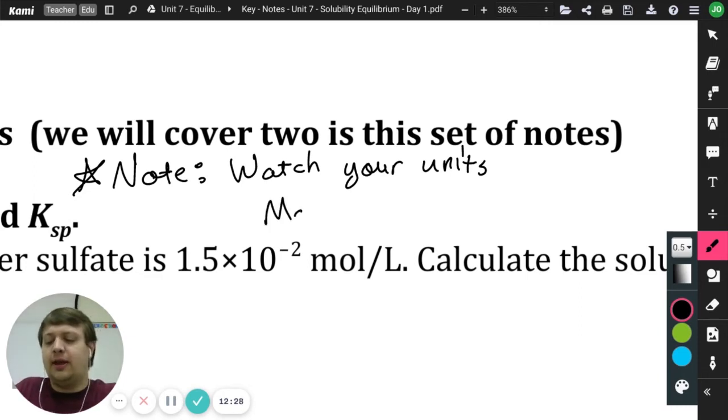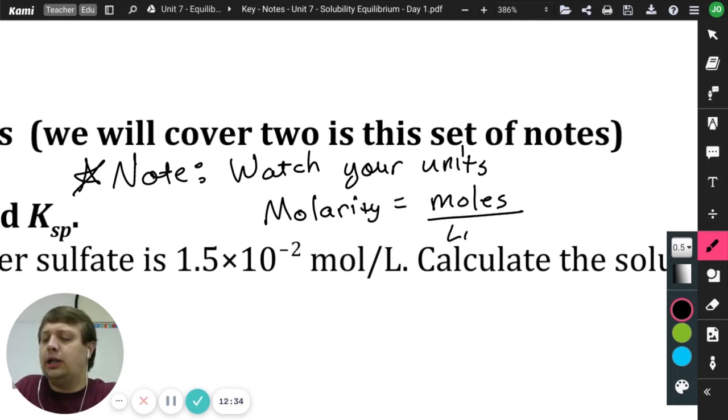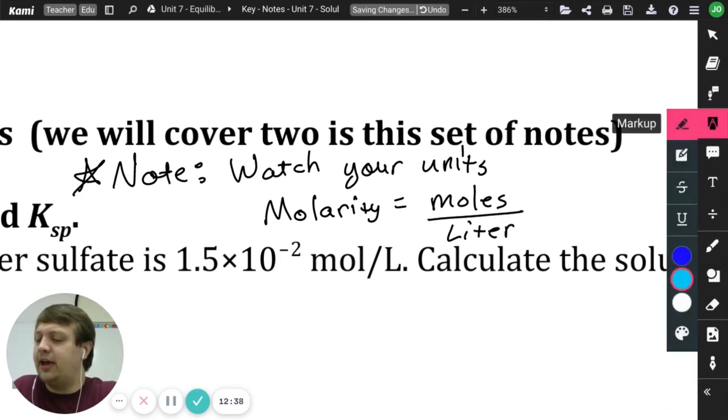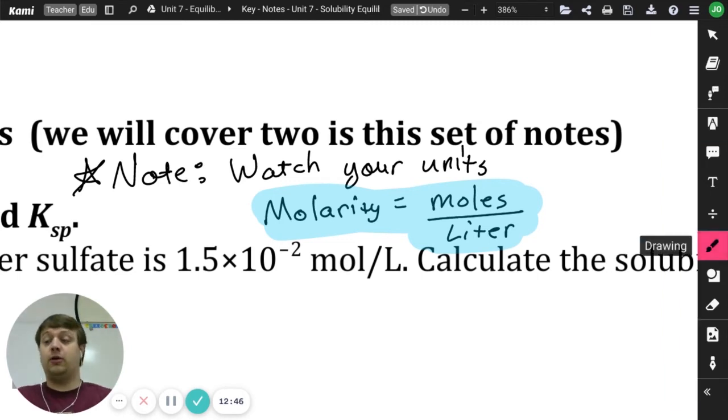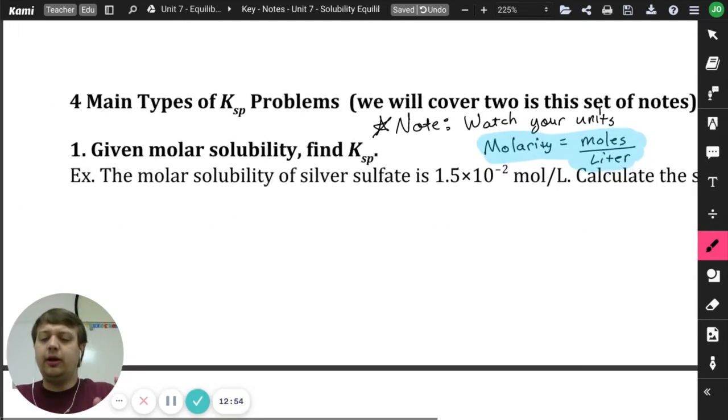Again, I'm going to write that molarity equals moles per liter. And I cannot emphasize that enough because I can't tell you how many times there have been mistakes made on this because a student forgot to convert that into whatever they were asking for. All right? Okay. So here is the first type of KSP problem that we could see.